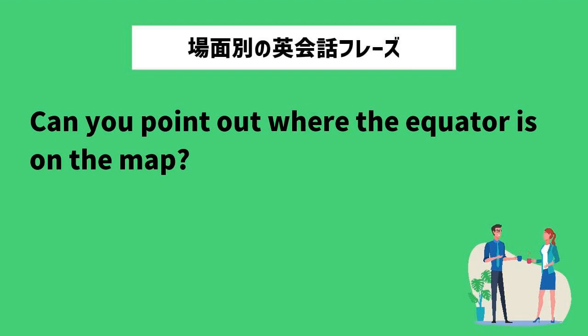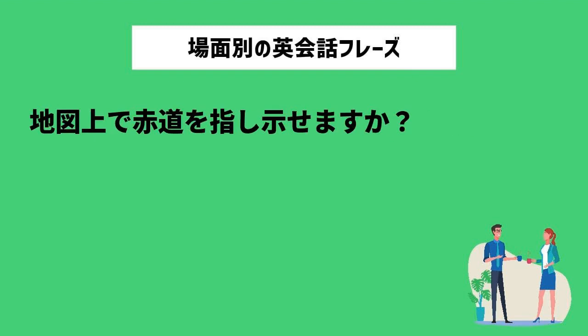Can you point out where the equator is on the map? 地図上で赤道を指し示せますか?